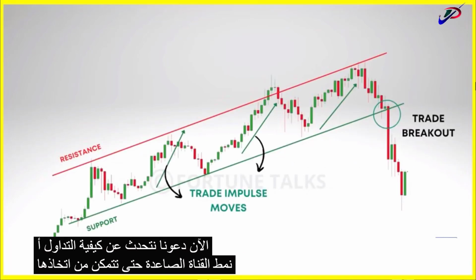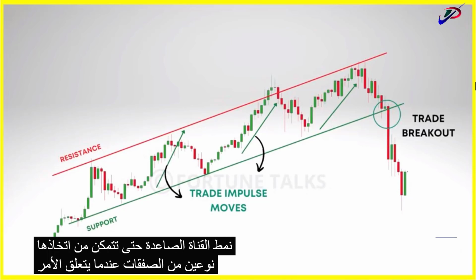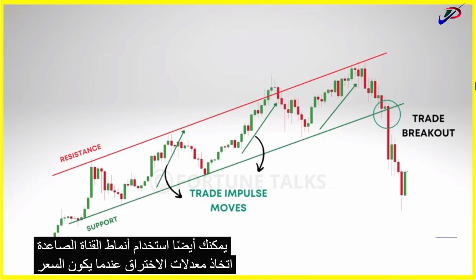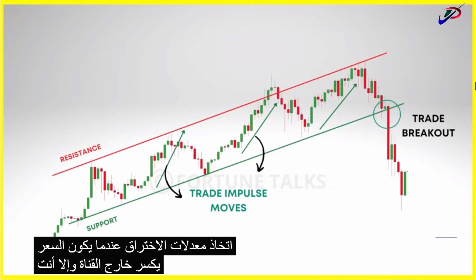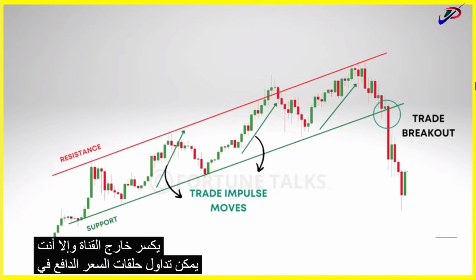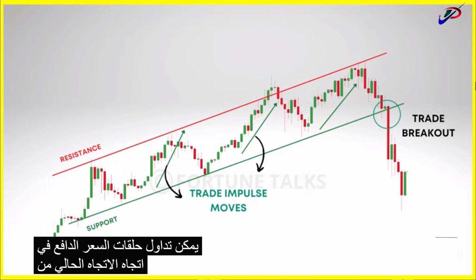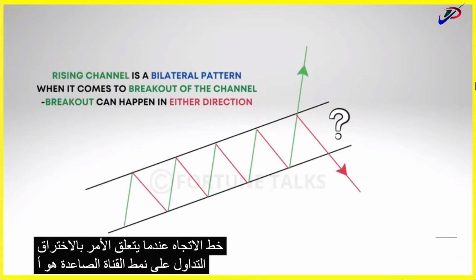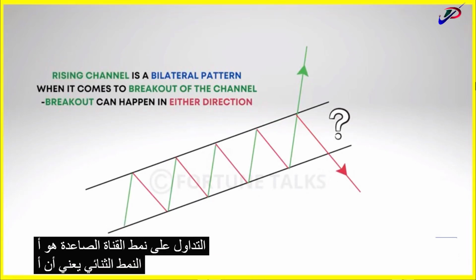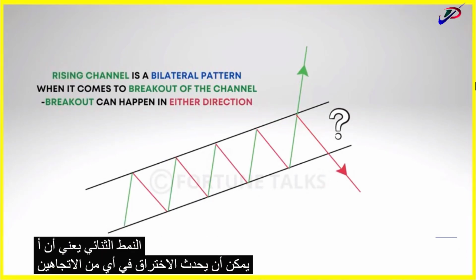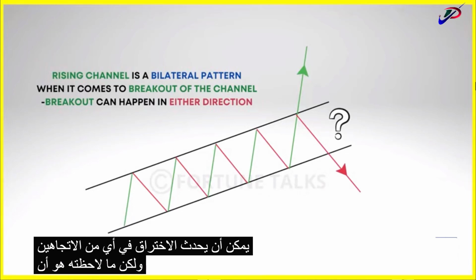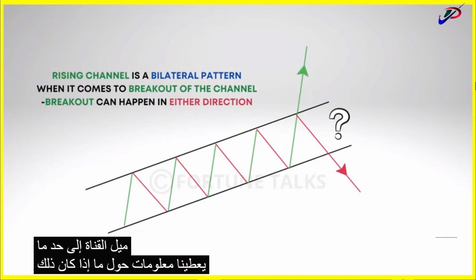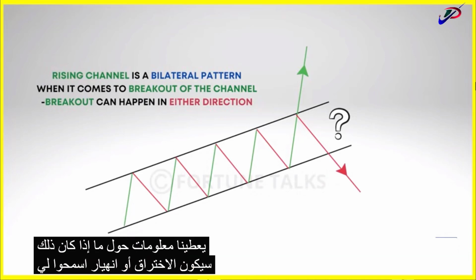So you can take two types of trades when it comes to rising channel patterns. You can either take breakout trades when the price breaks out of the channel, or else you can trade the impulse price swings in the direction of the existing trend from the trend line. When it comes to breakout trading, the rising channel pattern is a bilateral pattern, meaning that a breakout can happen in either direction. But what I have observed is that the slope of the channel to some extent gives us the information on whether it will be a breakout or a breakdown.